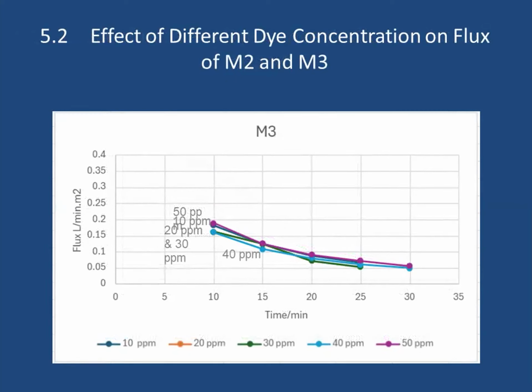We can see that M2, the modified ultrafiltration membrane with 0.7% Chitosan, had a higher flux than M3 with 0.2% Chitosan, for all the concentrations. But for the concentrations from 30 to 50 parts per million, after about 15 minutes from our procedure, the results converge.